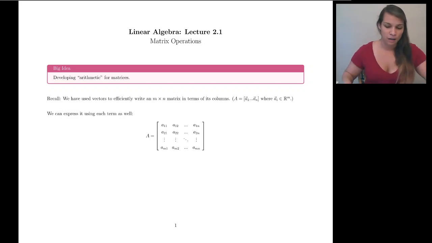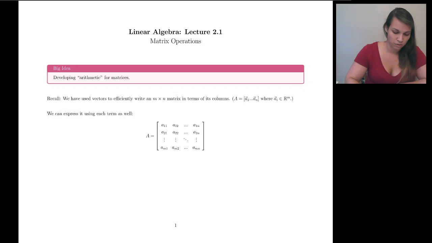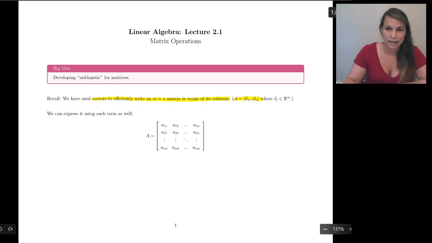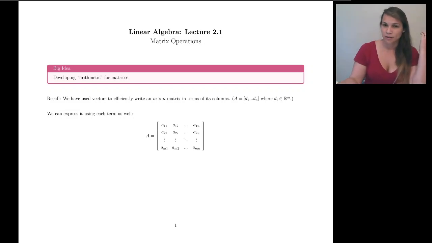So first off, I want you guys to recall for me real quick that we have written matrices efficiently. We've used some vectors to efficiently write n by n matrices in terms of columns. That guy right there. But we don't have to write it that way. Sometimes it's better to write it entry by entry, and we have a notation to write it entry by entry.